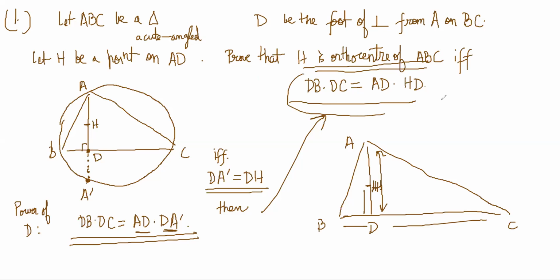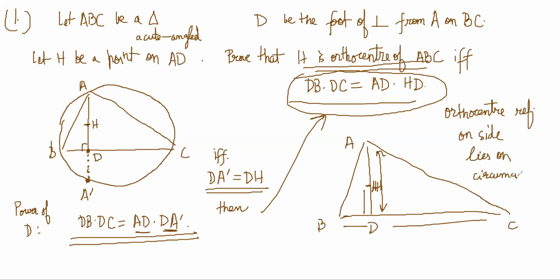And if you have the result, then you get HD equal to DA dash. So this point must be the orthocenter, right? Everyone is understanding? Because this is coming from the orthocenter's reflection on the side lying on the circumcircle. This is not given arbitrarily, because this is a nice result which can help you decide if some point is an orthocenter or not. So if some point H is an orthocenter of the triangle, you can use this result.